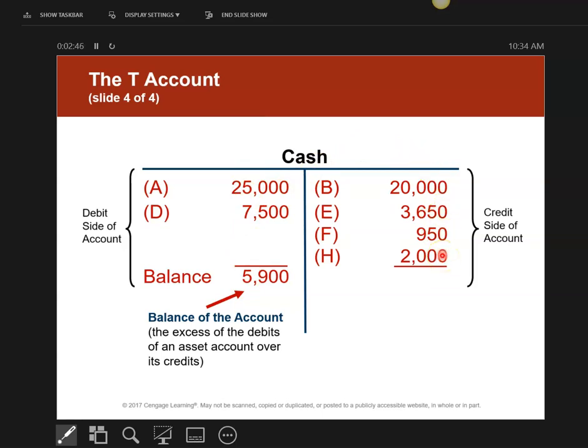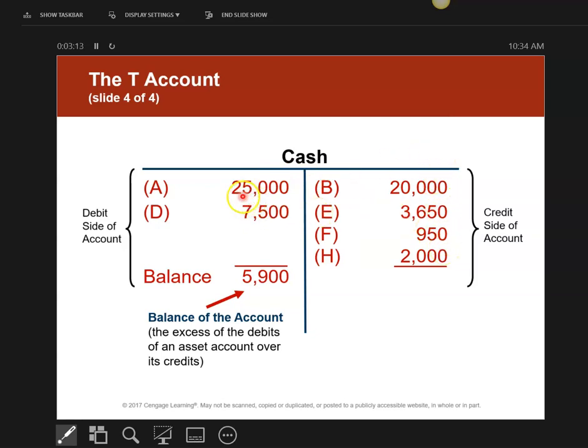So write this down. Here's something important to write down. Cash. When I get money, I debit cash. Left side. When I get money, I debit cash. When I spend money, I credit cash. Write that down. Get money, debit; spend money, credit.